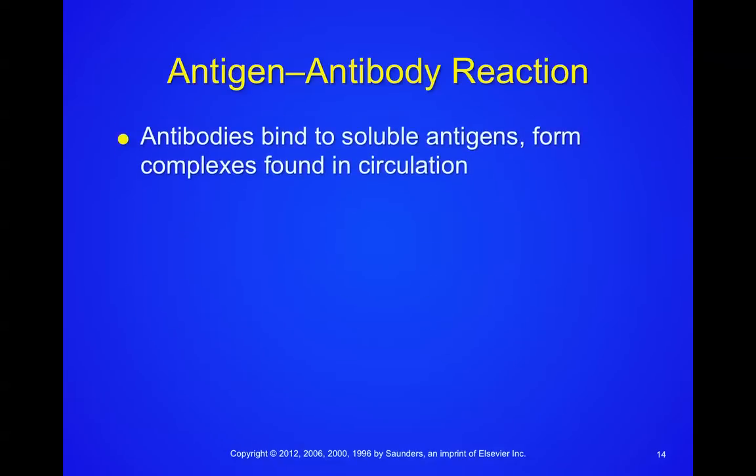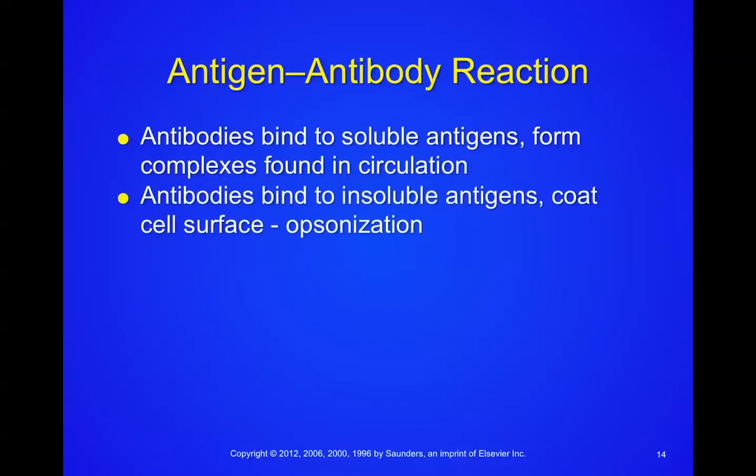Antibodies that bind to soluble antigens dissolved in the blood plasma form antigen-antibody complexes that remain in circulation. Like snowballs, these complexes tend to enlarge until they become filtered out by the spleen or liver and phagocytized by macrophages. Smaller complexes may remain in circulation for a long time. Antibodies that bind to insoluble antigens can also coat bacterial cell surfaces in a process called opsonization. This binding may neutralize antigens.